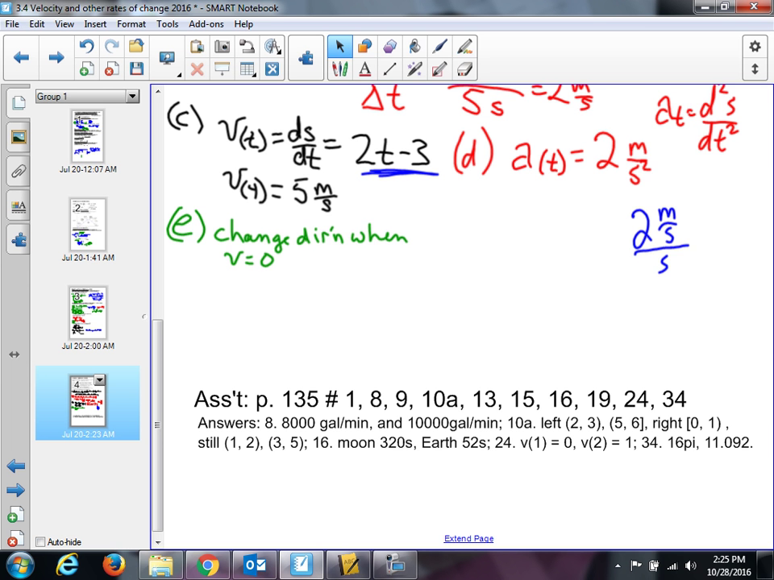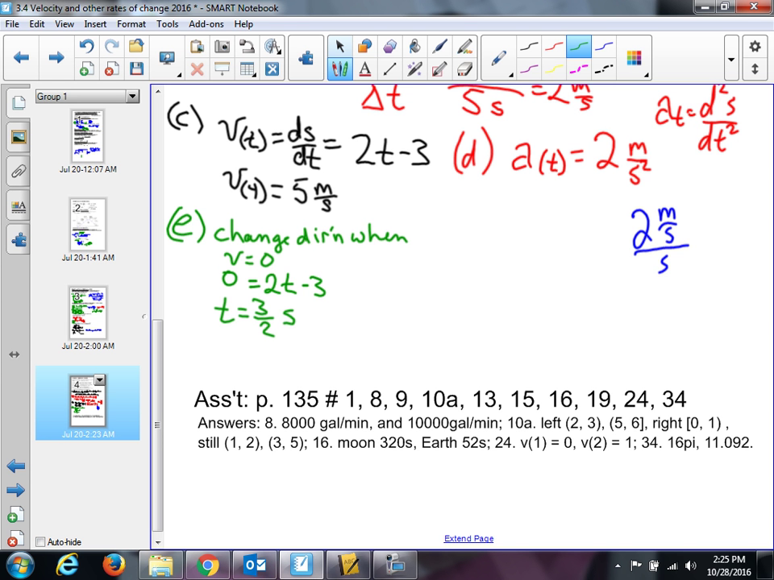So 0 is equal to 2t minus 3. I hope you could solve that in your head. You add the 3, divide by 2, 3 halves, 1.5, so t is equal to 3 halves of a second. In Mr. Malik's physics class, you'd put 1.5; you can keep fractions here. That's fine. That answers when it changes direction.